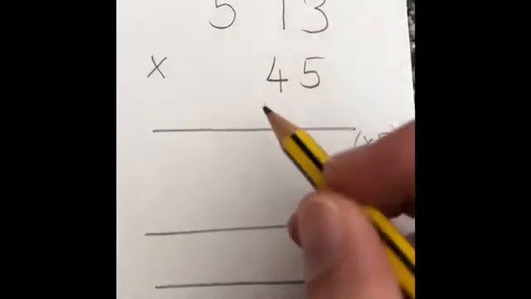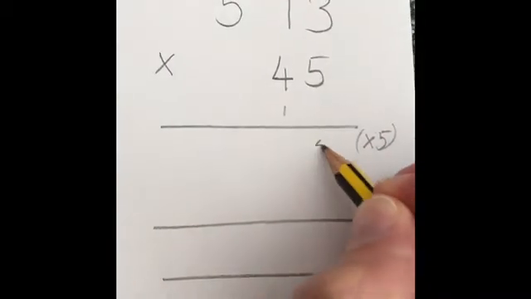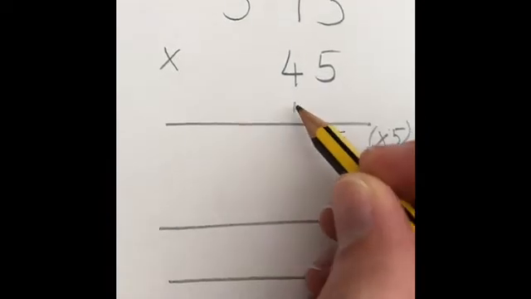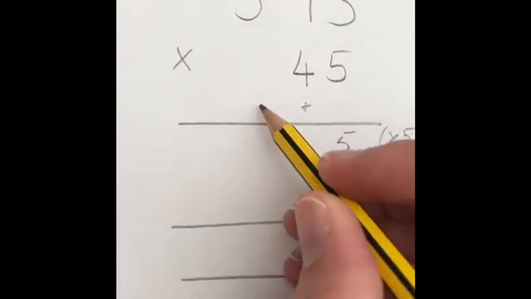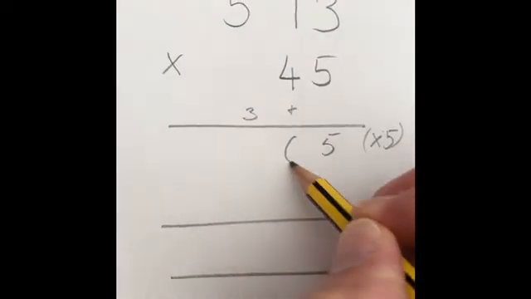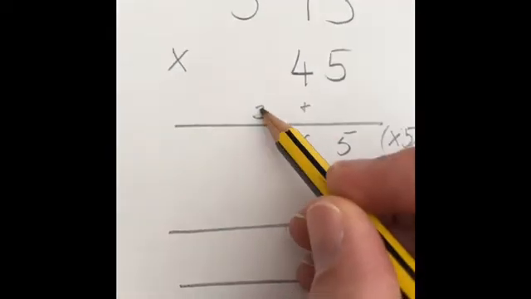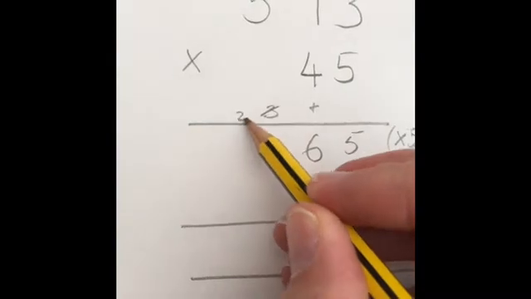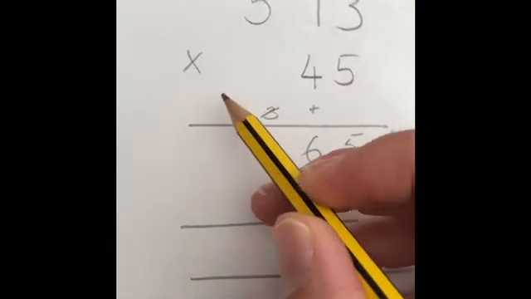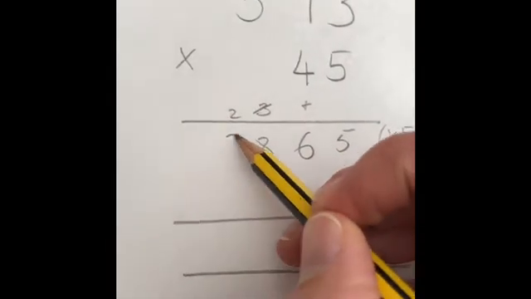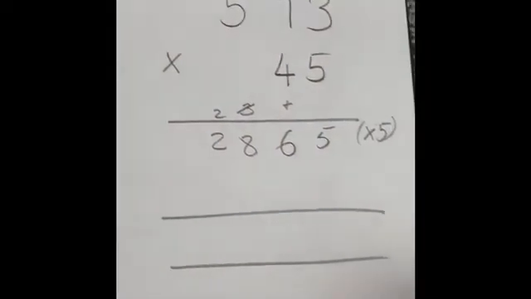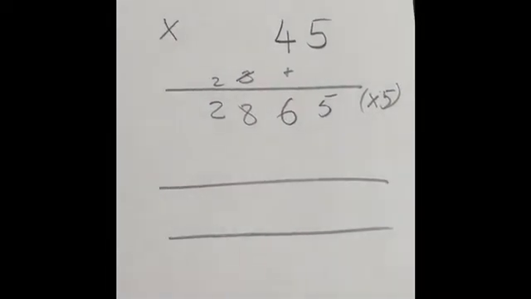So 5 times 3 is 15. 7 times 5 is 35, plus this one, and I'm going to cross it off to show you how to do that. It's 36. And 5 times 5, which is 25, plus the 3, which is 28. And then we're going to bring that 2 down, because there is nothing else to times into the 5.